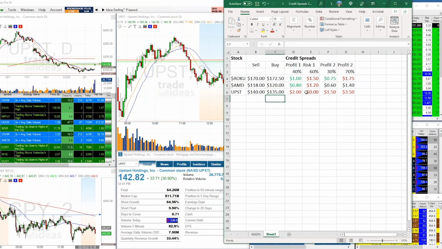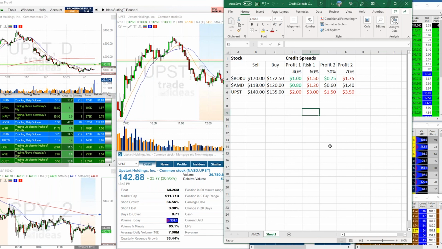Okay. I need to change this. So basically, this is the $5 here, minus the $2, so this is the $3. So we would collect $2 and we risk $3, right? If we collect $1.50, then we risk $3.50. Okay.